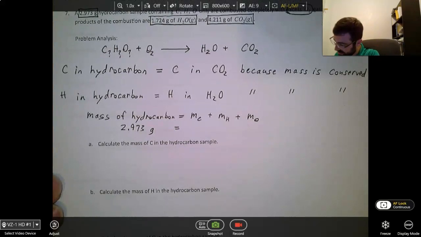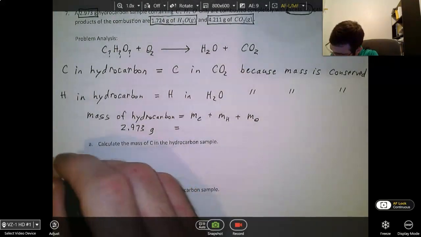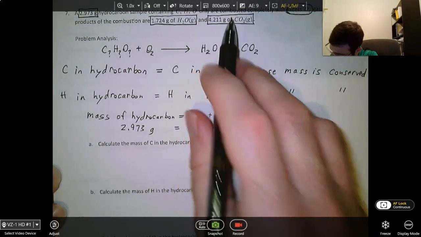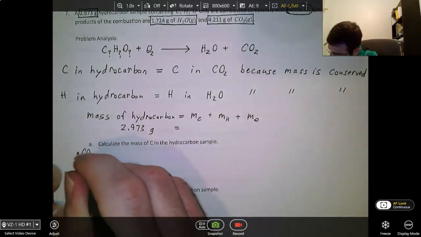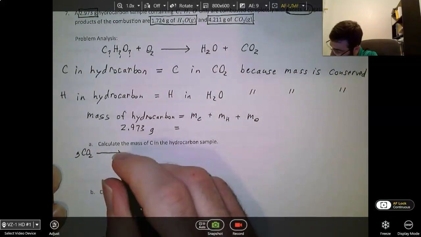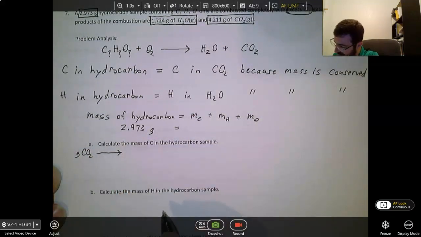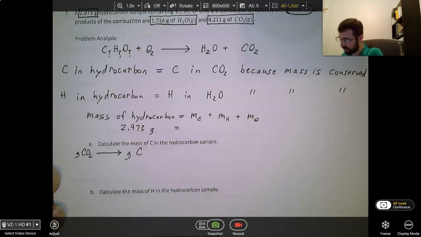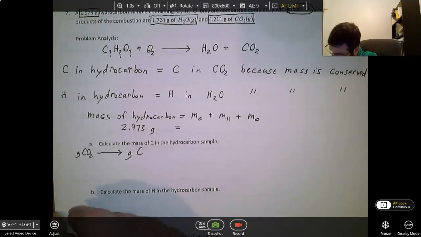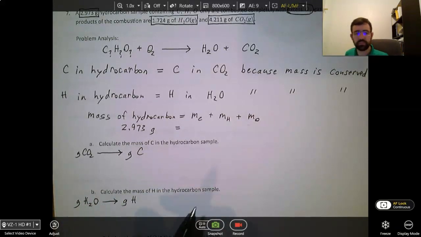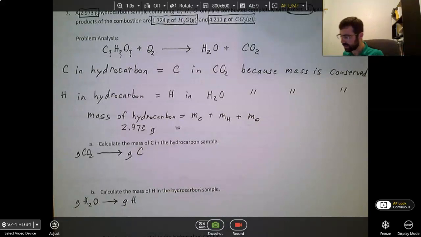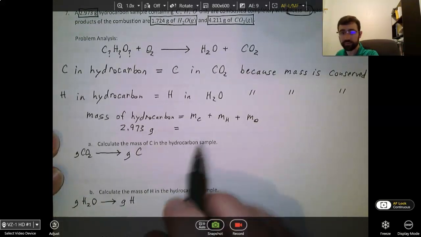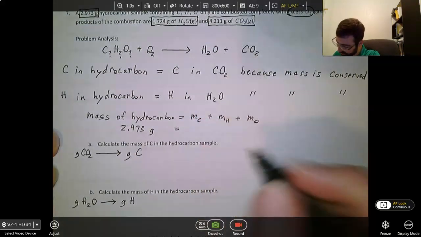So first, I need to start by going from carbon dioxide. So I have grams of carbon dioxide, and I need to find out how many grams of carbon I have. And then down here, when I get to hydrogen, I'm going to go from grams of H2O and convert to grams of H, similar to what we've been doing. So let's get started. I have, from the problem, 4.211 grams of carbon dioxide.